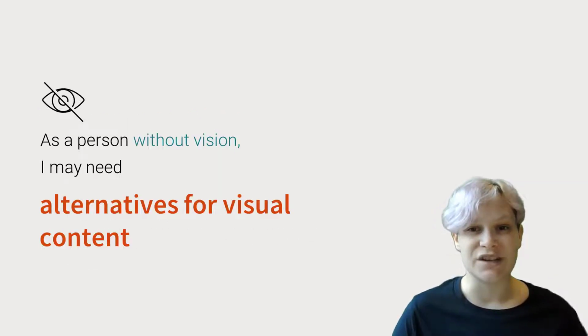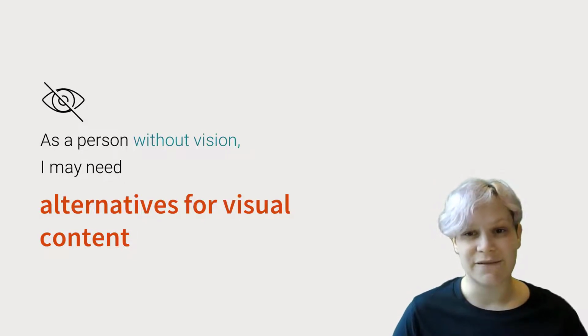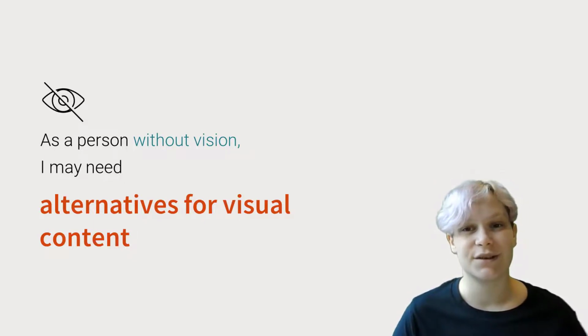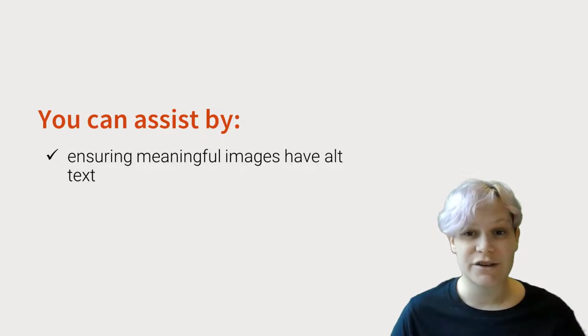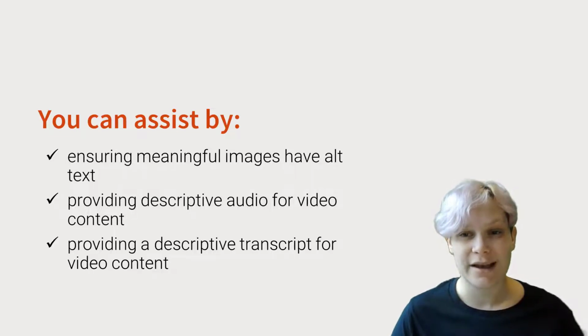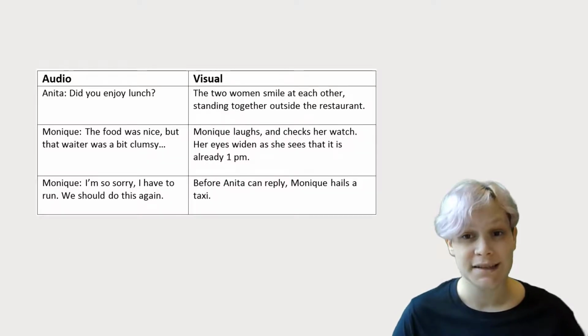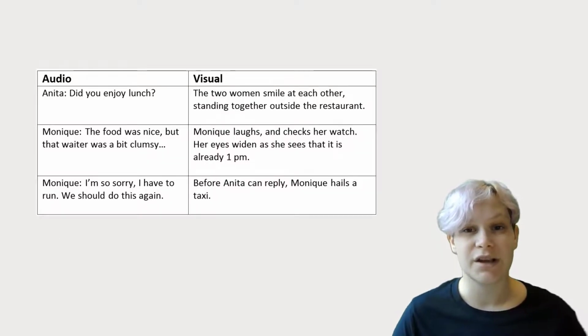As a person with no vision, I may need alternatives for visual content. This allows me to perceive the same media that is available to sighted users. You can assist by ensuring meaningful images have alt text, providing descriptive audio for visual content, and providing a descriptive transcript for video content. A descriptive transcript, which describes both audio and visual information in text form, is often the only alternative for video content that is accessible to people who are both partially or fully deaf and blind.